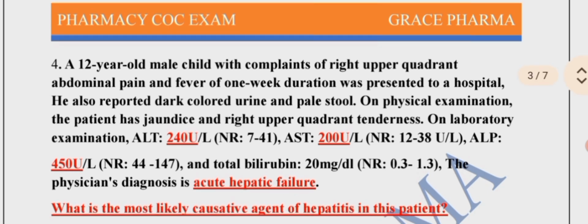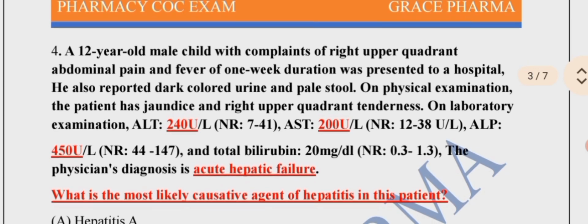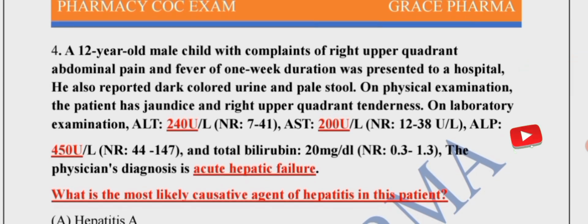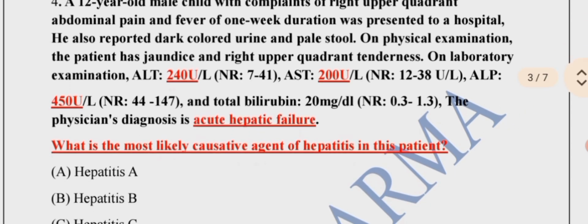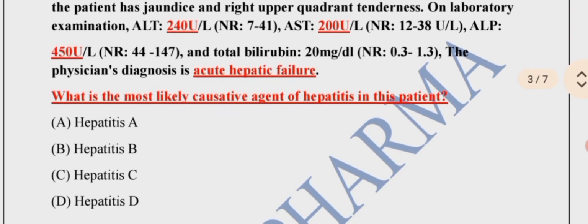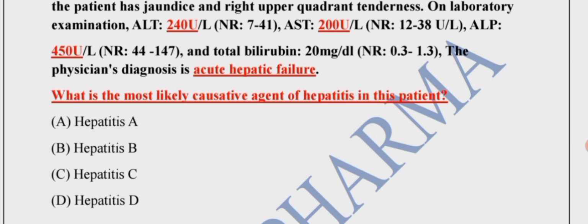The physician diagnosis is acute hepatic failure. What are the most likely causative agent in hepatitis in this patient? A. hepatitis A, B. hepatitis B, C. hepatitis C, D. hepatitis D.